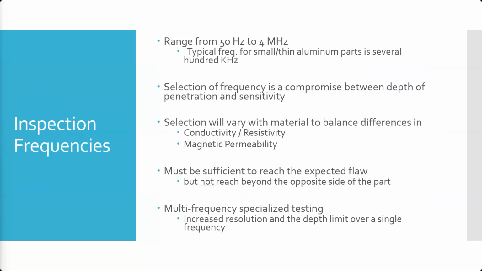So selection of frequency is always a compromise. Remember, high frequency has a greater sensitivity, low frequency has a lower sensitivity. But high sensitivity is low depth of penetration, low sensitivity, high depth of penetration. So it's a balancing act. How big of a flaw, how small of a flaw do we need to find? And can we make the frequency high enough to find it at the depth we need to?